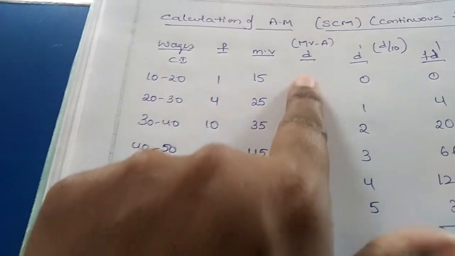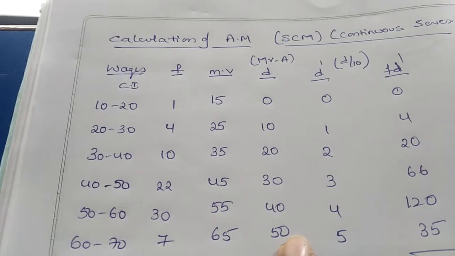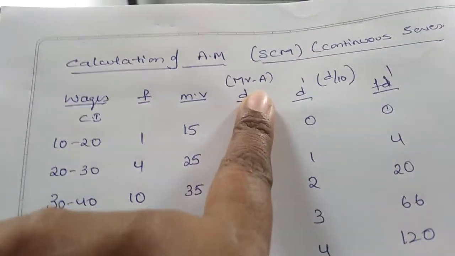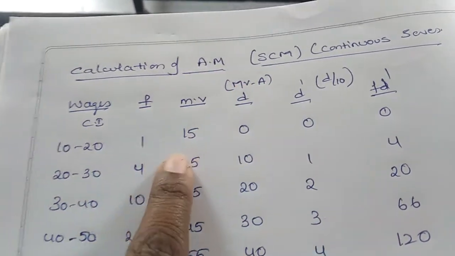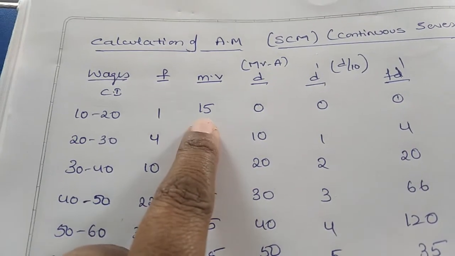Afterwards, what we have to do is calculate the D. How to calculate the D? Mid value minus A. What is A? A means the assumed value. So this assumed value, from where do we have to select it? From the mid values we have to select it.